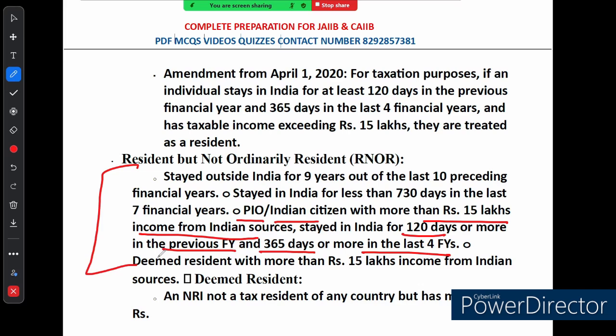Now let's talk about the deemed resident. The next term that comes to mind is the deemed resident. This term is for Indian citizens who are not officially tax resident of any other country but have a significant income from India. Here is what makes someone a deemed resident.